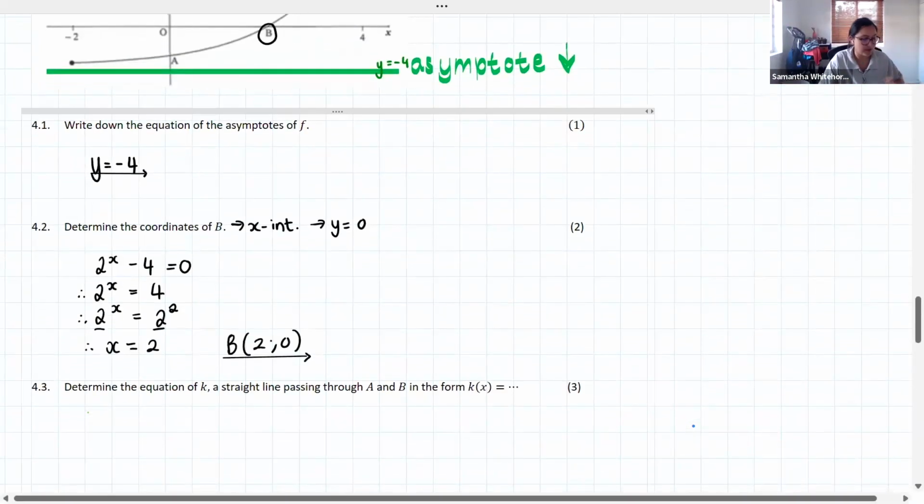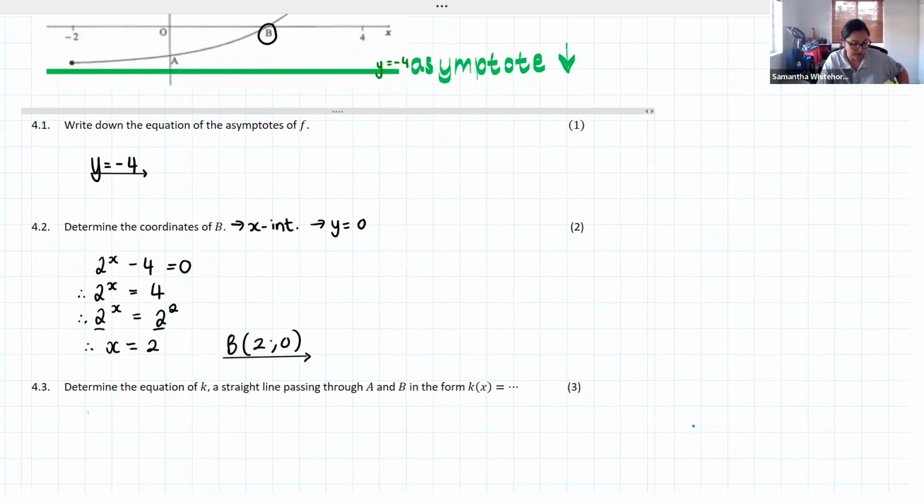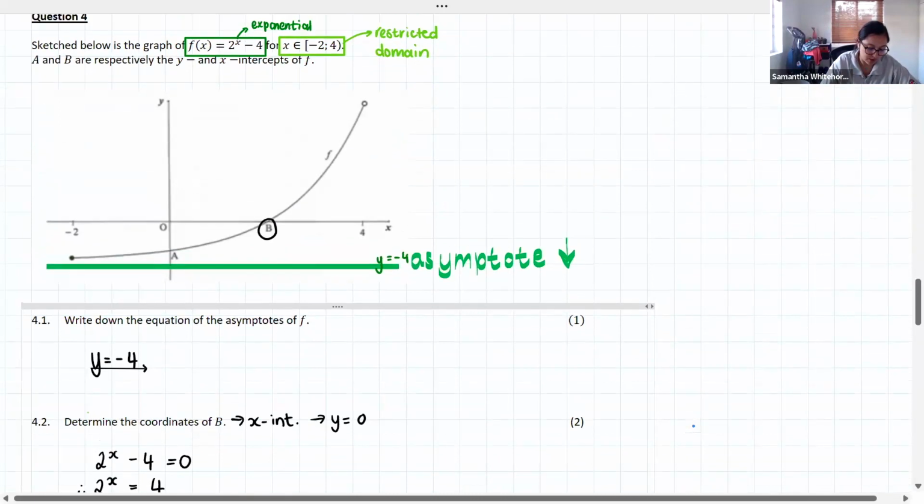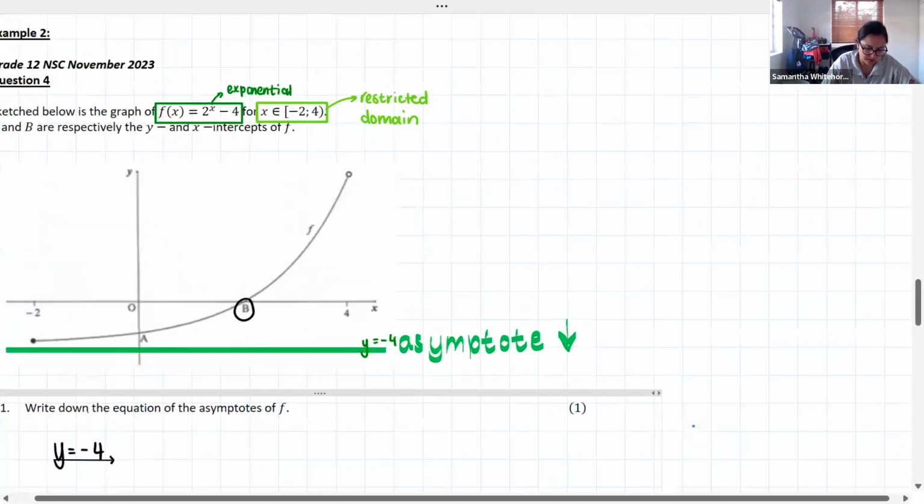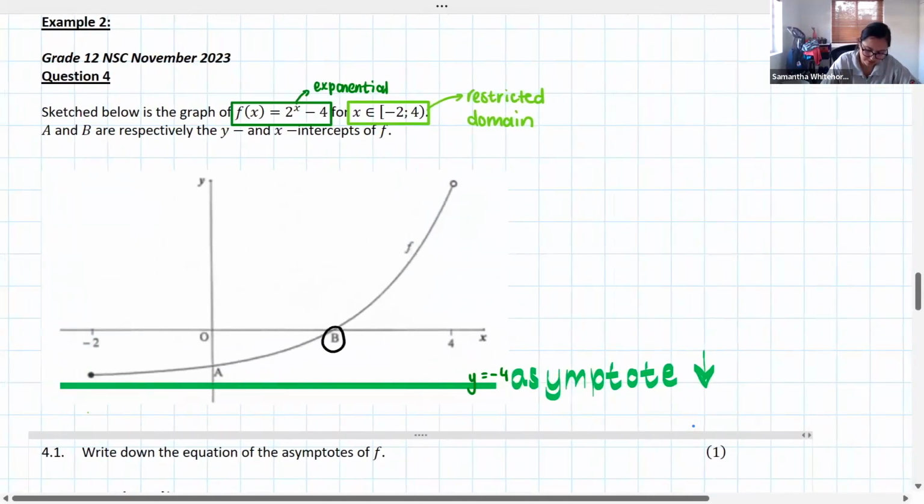Right, 4.3, and we did one like this on Monday, but 4.3 says, determine the equation of k, a straight line passing through A and B in the form k of x equals. So let's go up to our graph. I don't know why I said we did one like this on Monday. I think I'm losing my mind a little bit.